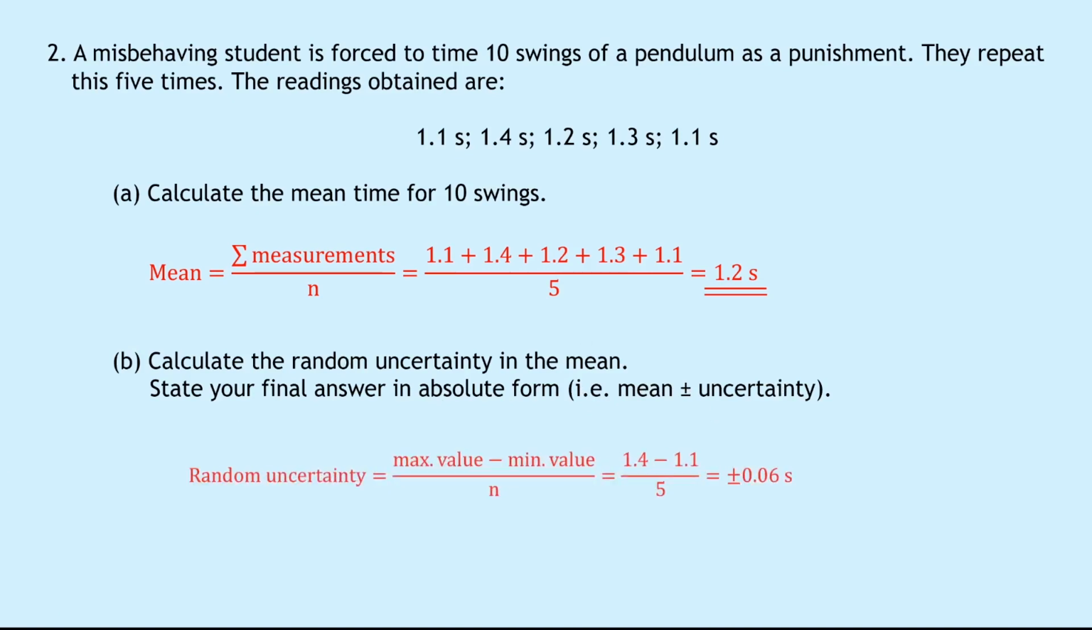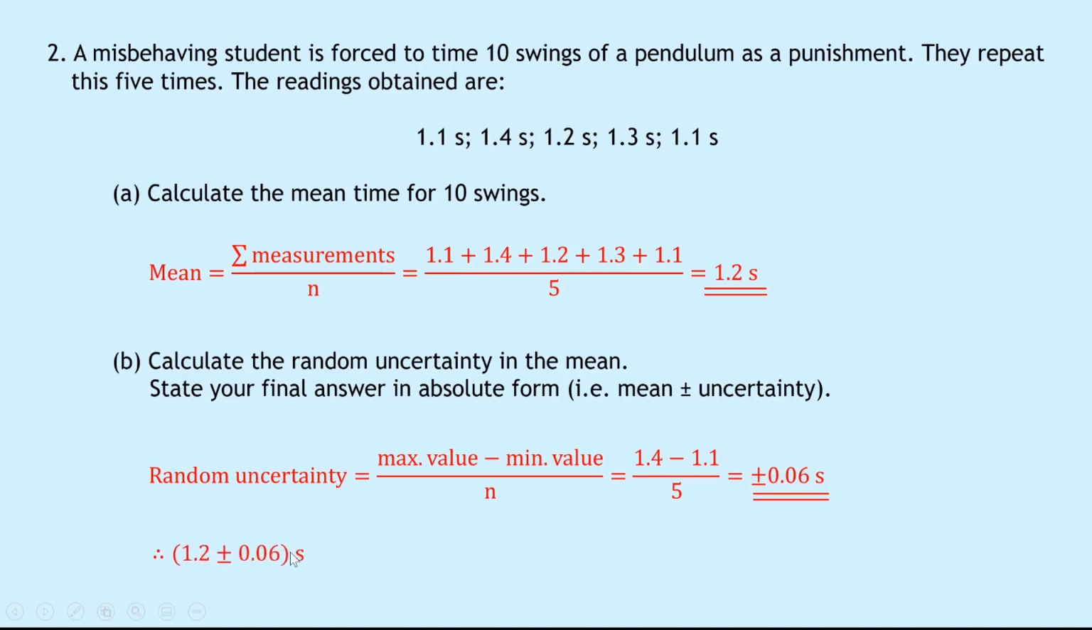So we use our relationship for random uncertainty, which is equal to maximum value minus minimum value over n. So our biggest value is the 1.4, and we take away our smallest value, the 1.1, and we divide by 5. And this gives us an answer of plus or minus 0.06 seconds. Stating this in absolute form, we have 1.2 plus or minus 0.06 seconds. And again, our random uncertainty is stated to 1 significant figure.